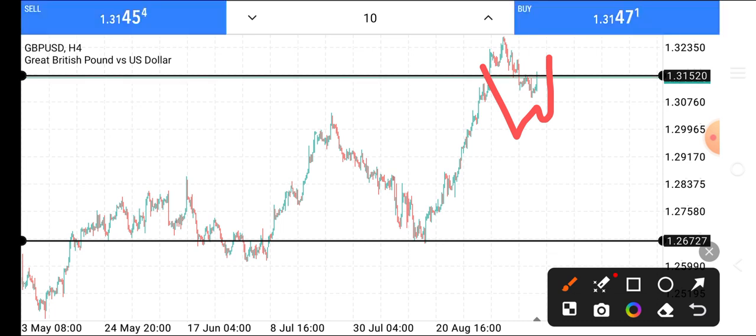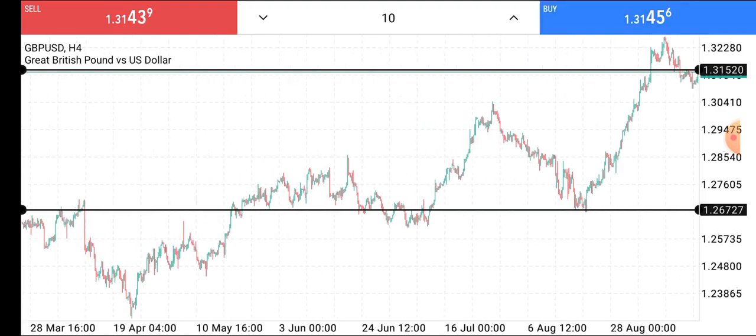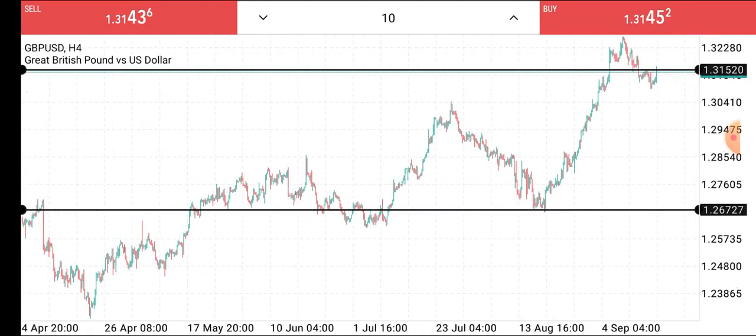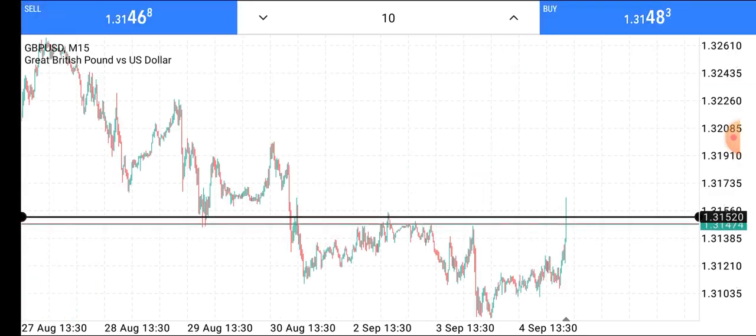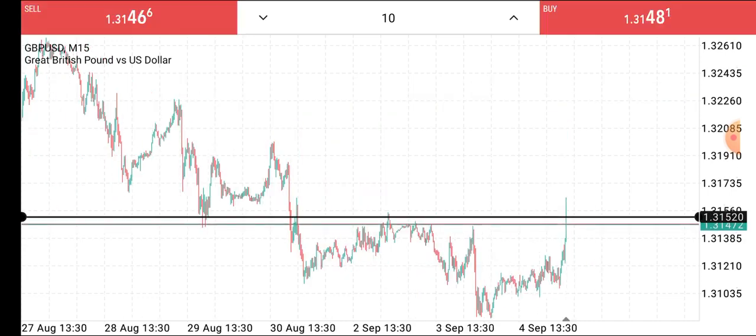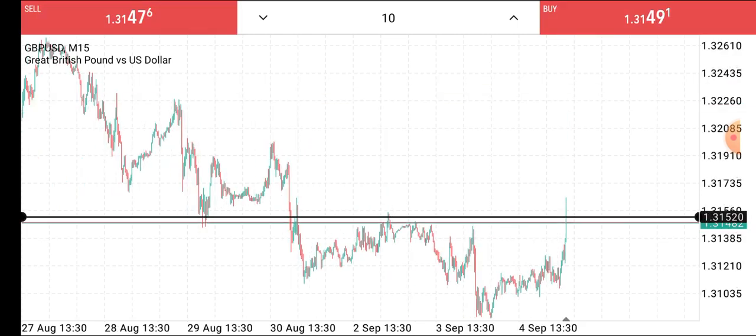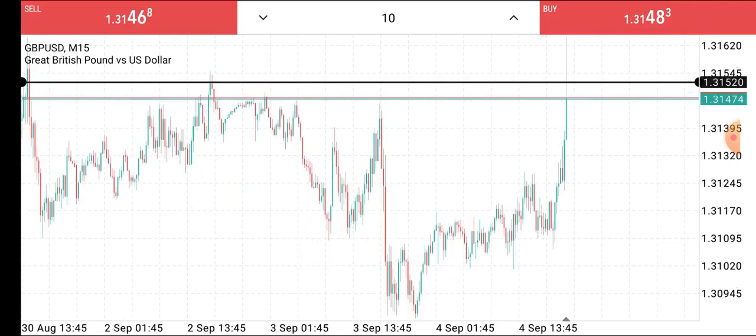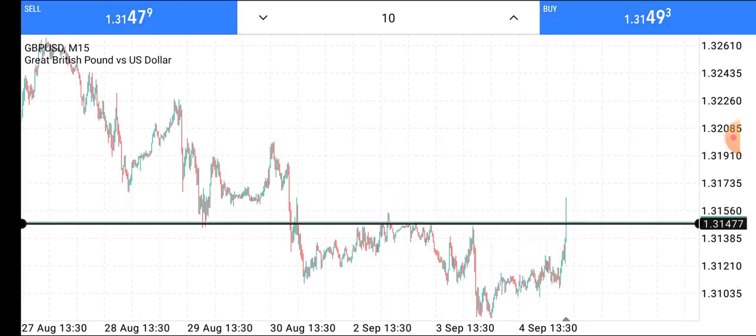So we're going to go over to the 15 minutes to see what is actually going on, to know how to enter this trend. From the 15 minutes, the market is soaring. The candle is very bullish. It looks as if there was news today in the market that caused this action. The market has actually broken above this candle and there was a retracement.